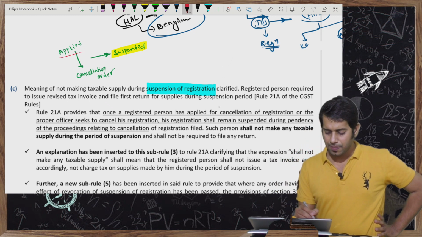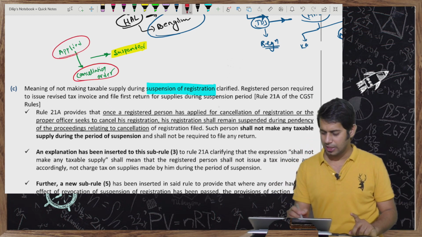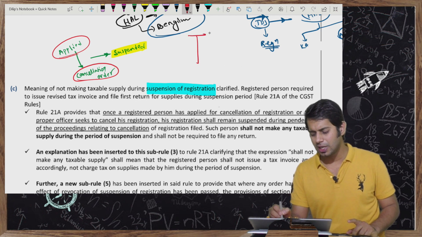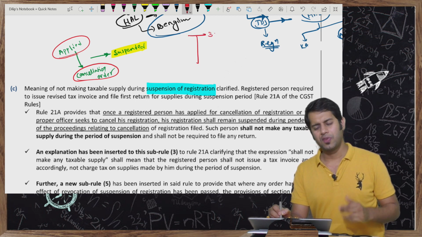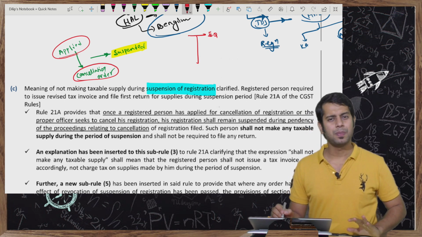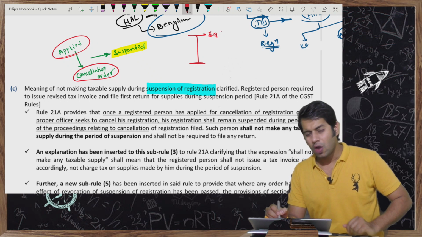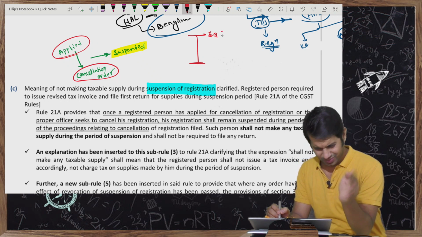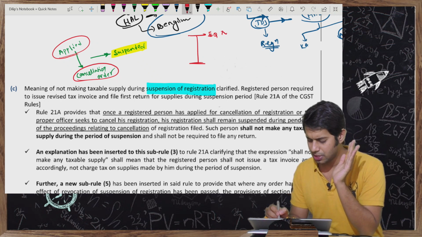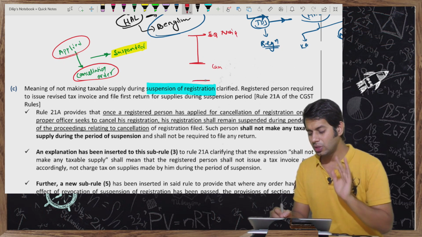Okay, sir. Sir, registration can be cancelled even by the officer? Yes. If you have not filed the return for 3 consecutive quarters, or for 3 consecutive months, 6 consecutive months, etc., the officer has the power to cancel your registration. Correct, sir. So, the officer has given you a notice for cancellation. Okay. Then the officer has cancelled the registration.